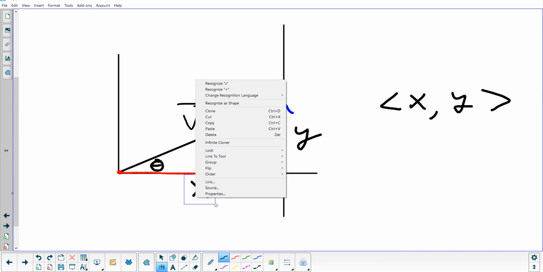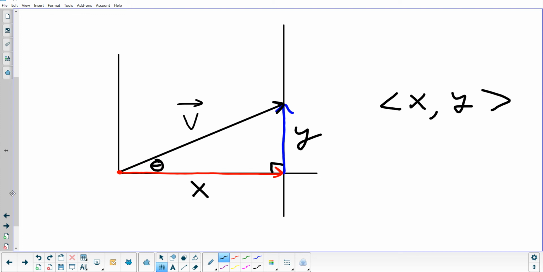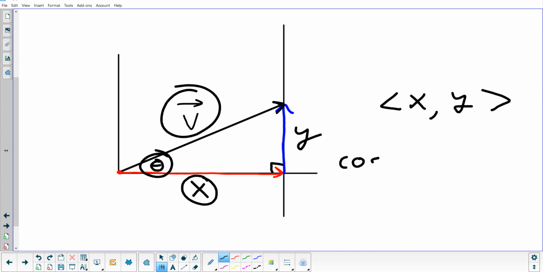X represents the horizontal component, and y represents the vertical. How could I come up with a formula that involves x, theta, and vector v? Cosine. Yeah, so we could use cosine. Start with that. And what always goes in these two spots?